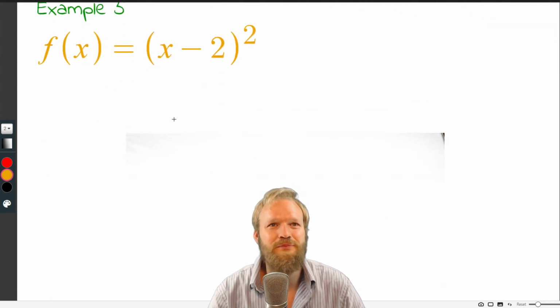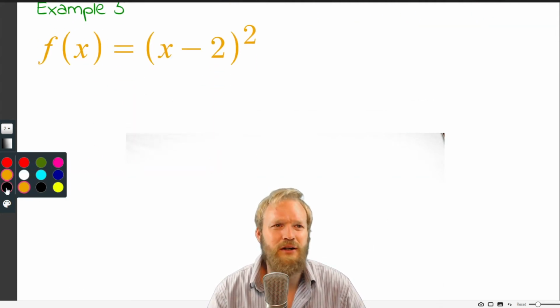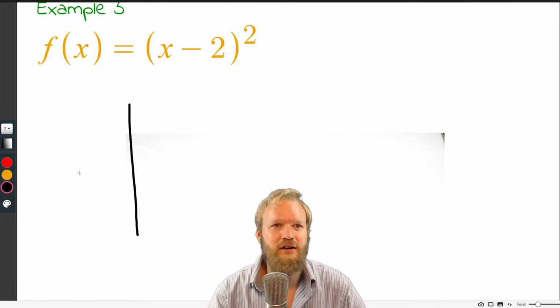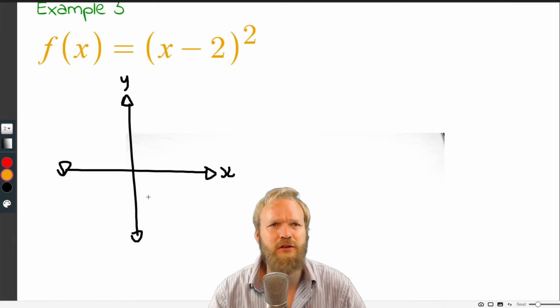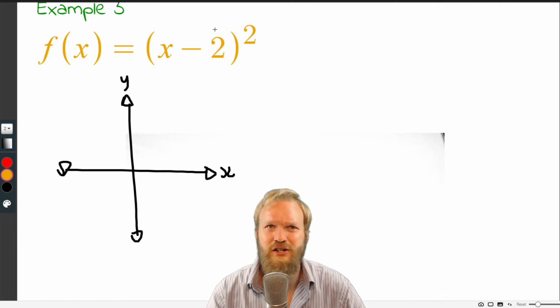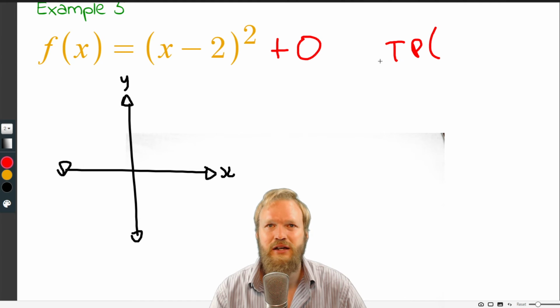Example 5. Another parabola, because of the x squareds here. And so we've got x, y. Now, this one I kind of just threw in because it's actually in turning point form. We're adding 0 over here. So our turning point is 2, 0. So we've got a turning point here on the axis.